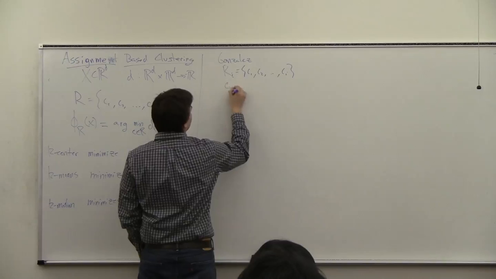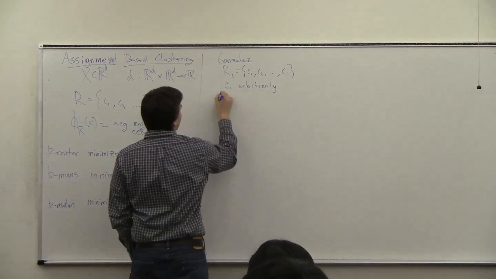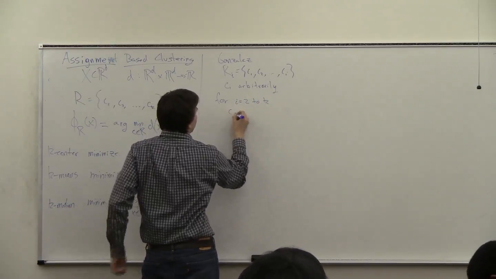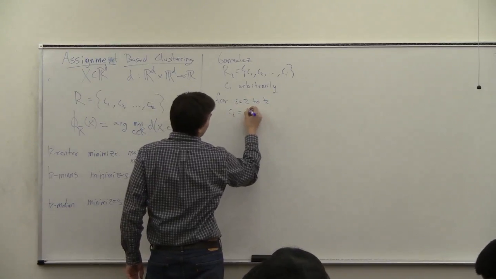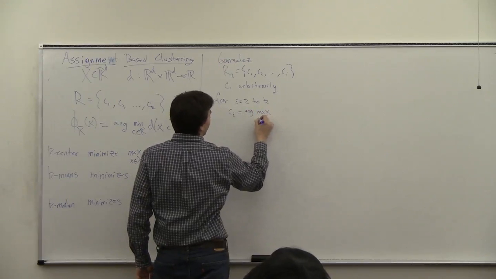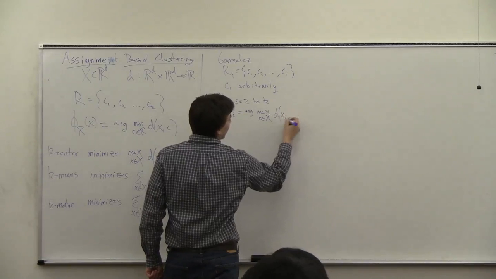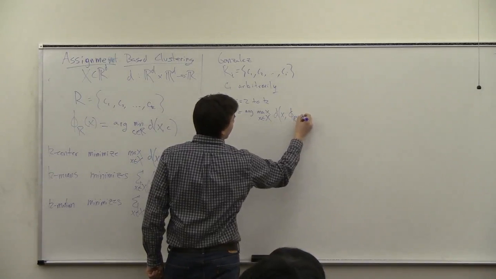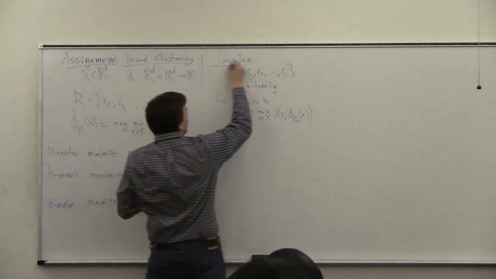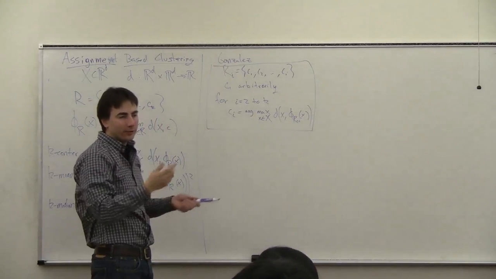Then you had an algorithm where you chose C1 arbitrarily. And then for i equals 2 to k, you set Ci equal to the arg max over x in the set X of the distance from x to phi of R_{i-1} of x. This is the whole algorithm here, and what it was doing is picking centers one at a time, always picking the one that's furthest from your input data.